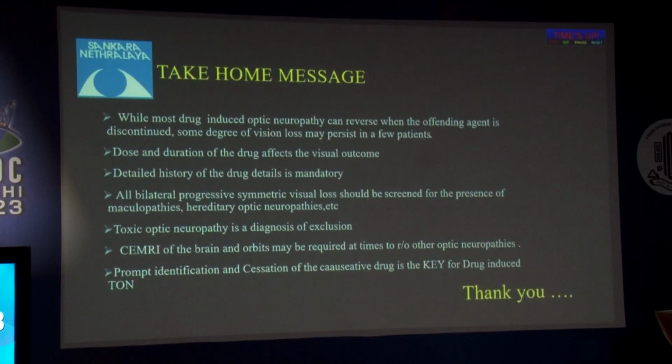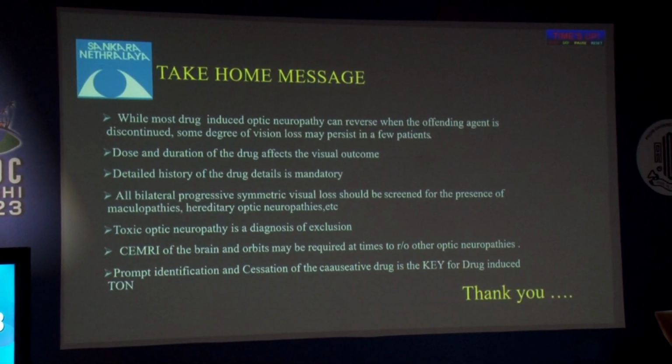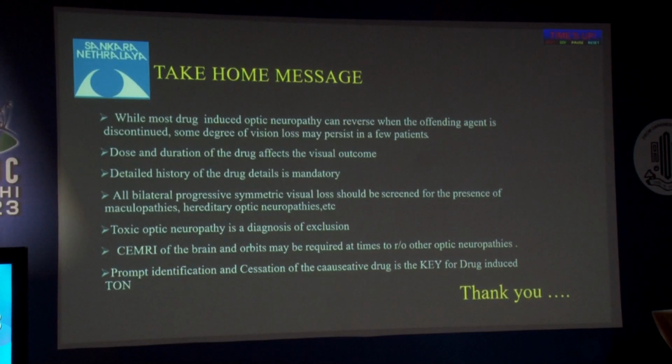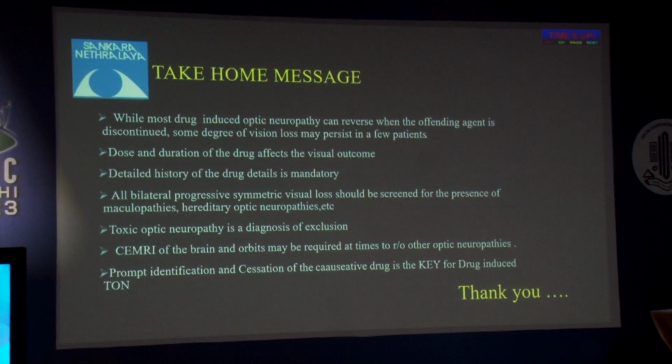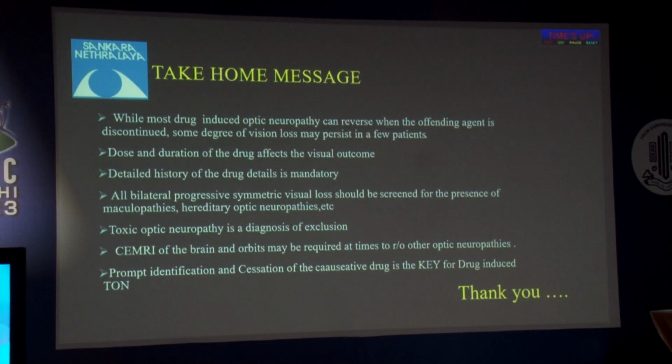So while most of the drug-induced optic neuropathies can reverse when the offending agent is discontinued, there could be some amount of visual loss which is persisting, and the detailed drug history is very important. Remember to note down the dose and the duration, and always a bilateral progressive symmetric vision loss. You have to consider drug toxicity in the differentials, get the history out of the patient, and a contrast enhanced MRI may be required at times to rule out the other causes. So identify the agent and stop it. That's the treatment. Thank you so much.